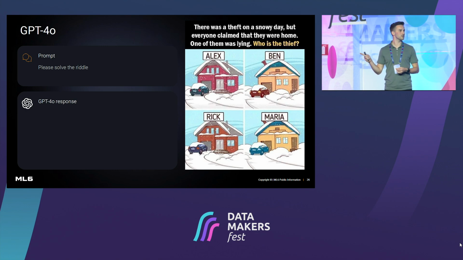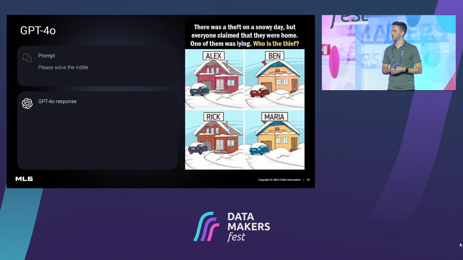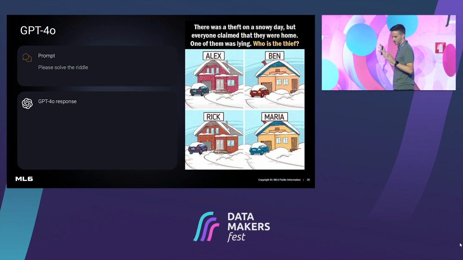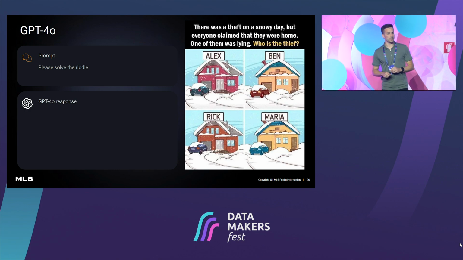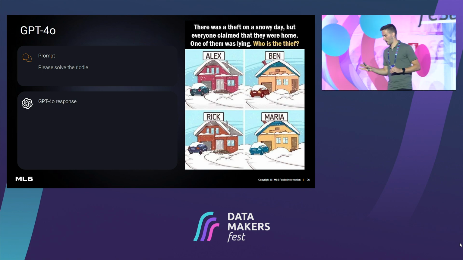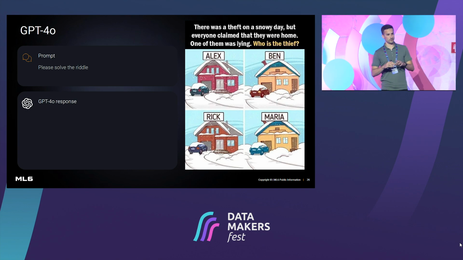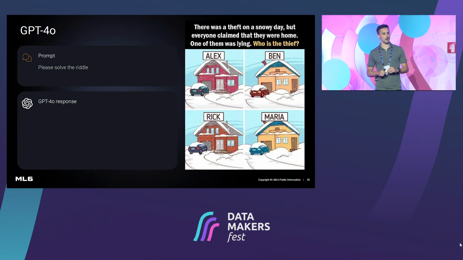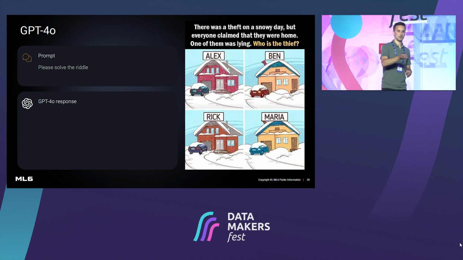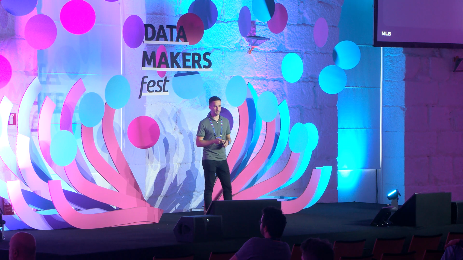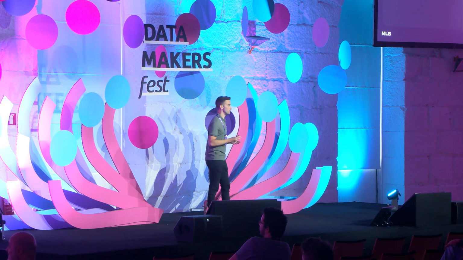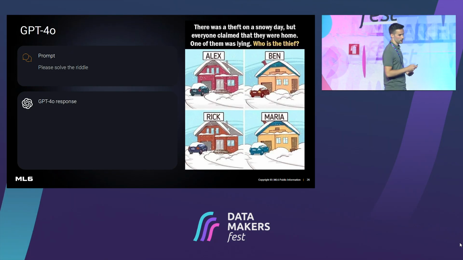I see 1 person, 2. Okay, not a lot. No worries. I'll give you the answer. It's Rick that was the thief, and you can see it by looking at the snow under the car. Alex, Ben, and Maria, they don't have snow under their car. Rick does have snow under the car, which indicates that he was lying, that he was home, because the car must have moved in order for snow to be there. So that's the answer. You can already see not everyone here figured it out. Maybe if I gave you a bit more time, you would have figured it out, of course.